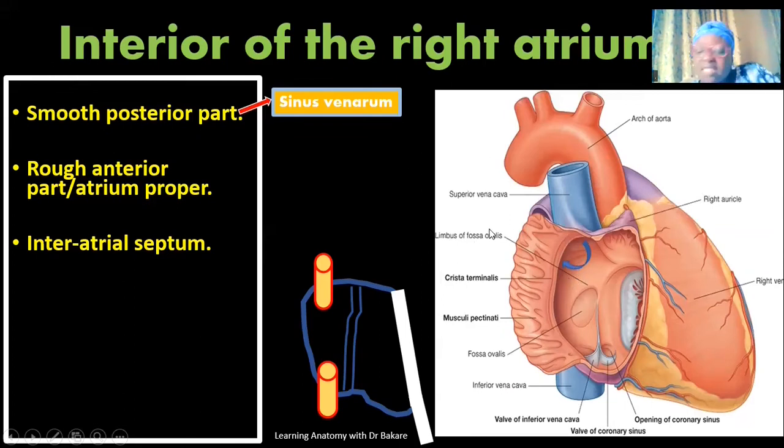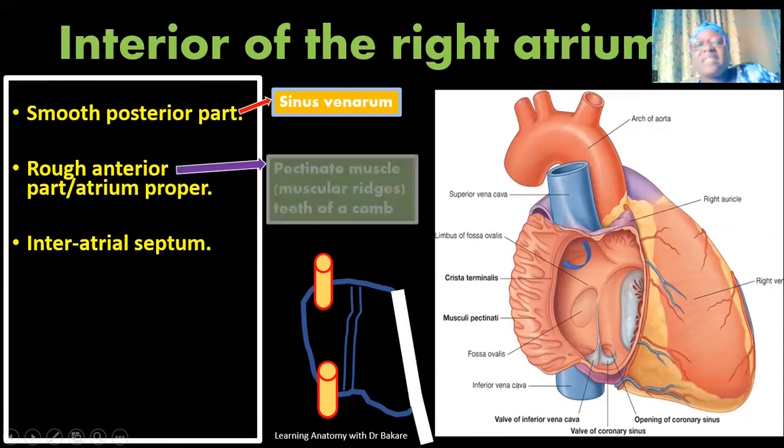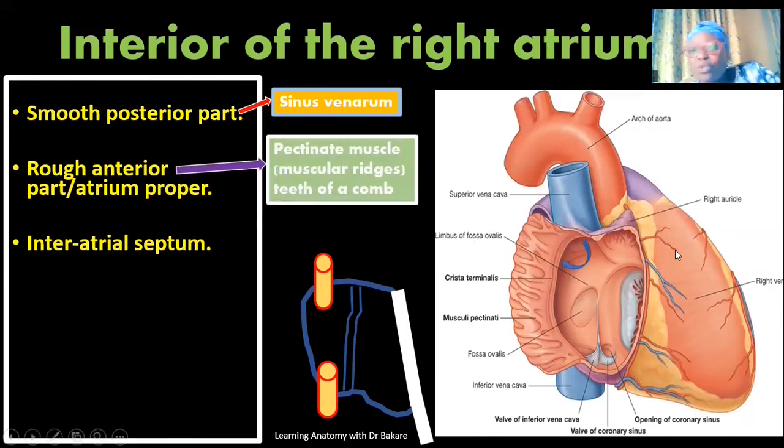Then the second region is the rough anterior part. The rough anterior part is made up of pectinate muscle, which are muscular ridges that look like the teeth of a comb. This is also referred to as the atrium proper. The right atrium in this image is opened up. If you flip this muscle back to cover this space, you see it's in the anterior part, and the inner configuration appears rough. This roughness is created by the muscular ridges of the pectinate muscle.